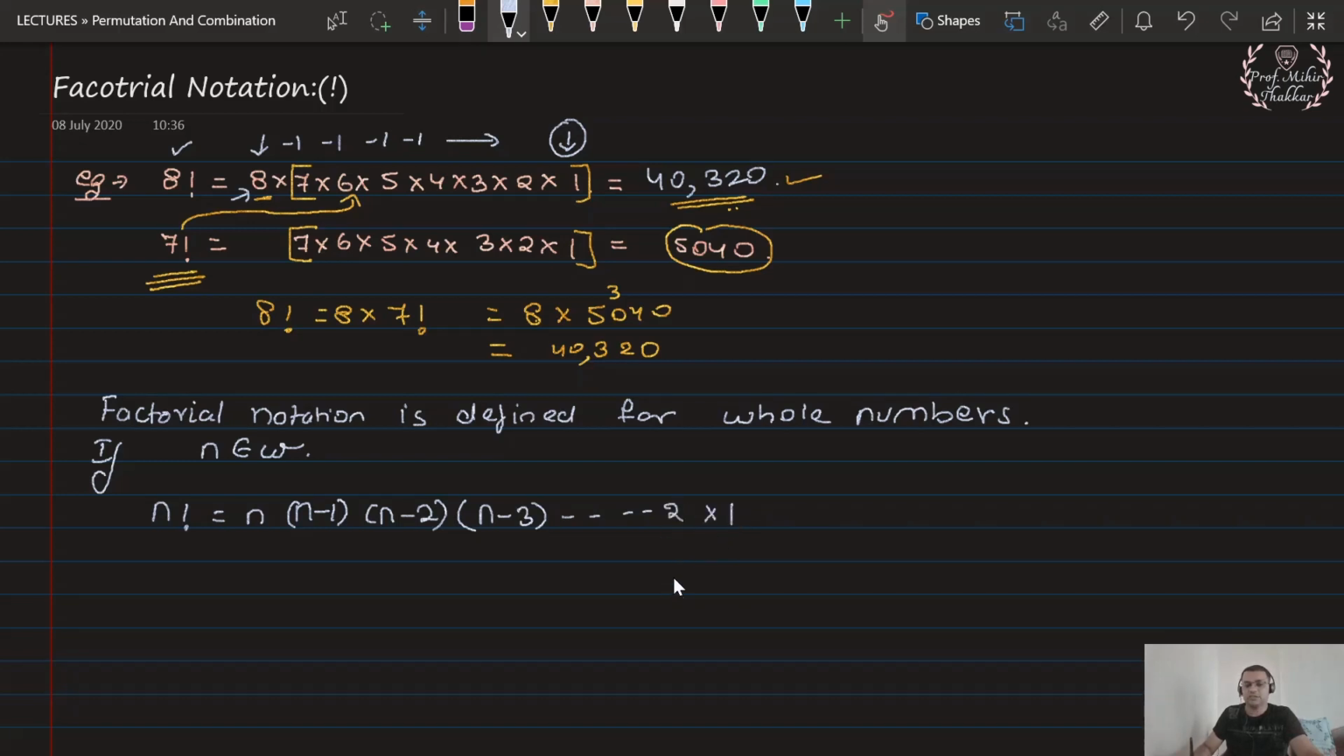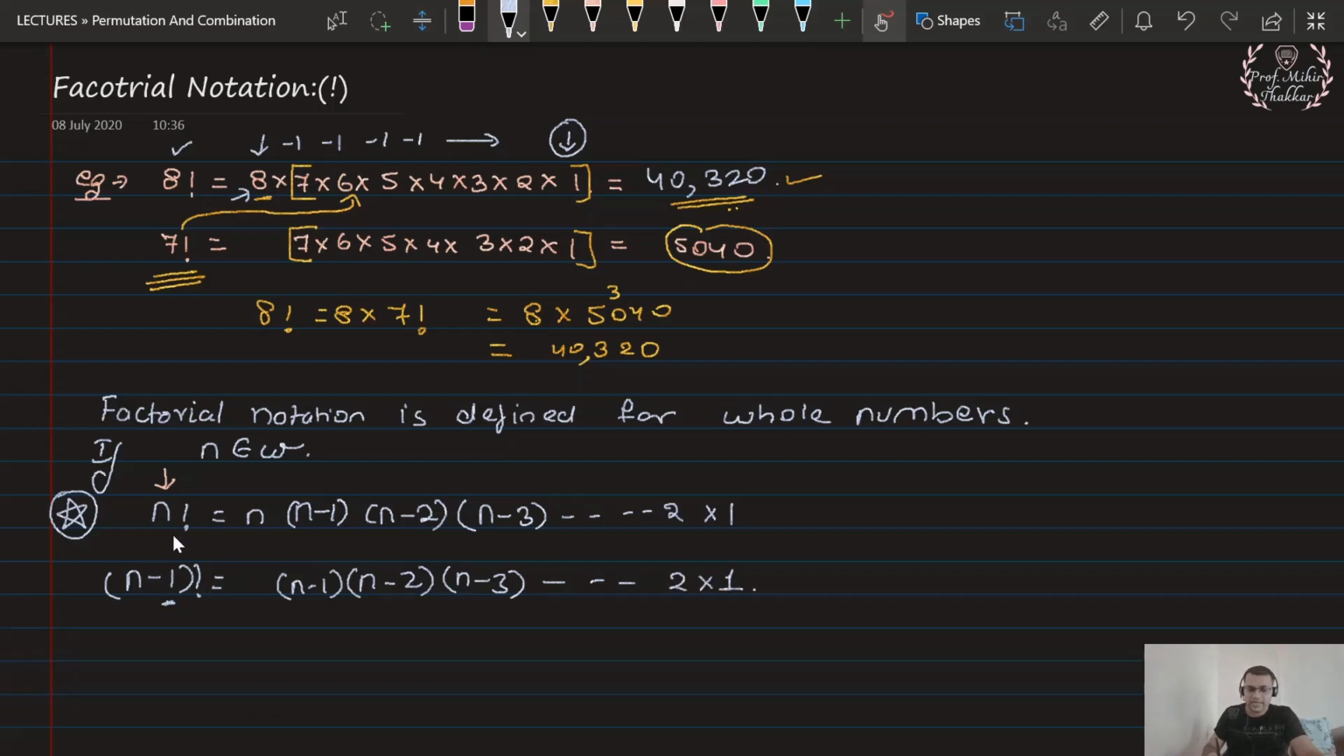So we can say it ends with 2 into 1. This is a very important formula that we have to remember. To calculate n factorial, I start with n, n minus 1, n minus 2, till it becomes 1. Suppose you want to calculate the factorial of another number, n minus 1 factorial. Start with n minus 1, then n minus 2, n minus 3, and reduce until it becomes 1.